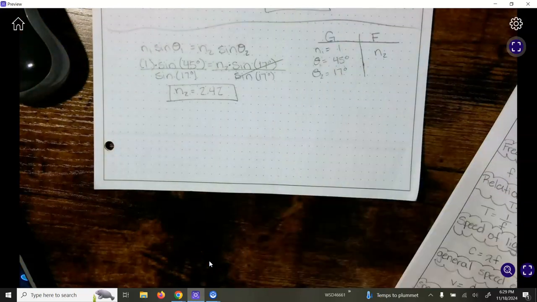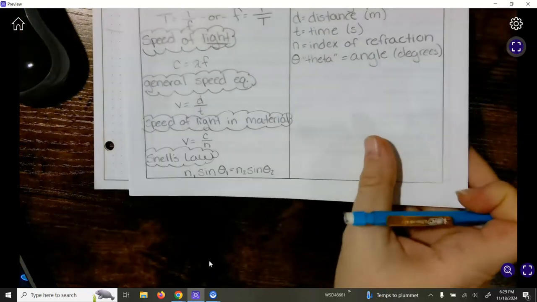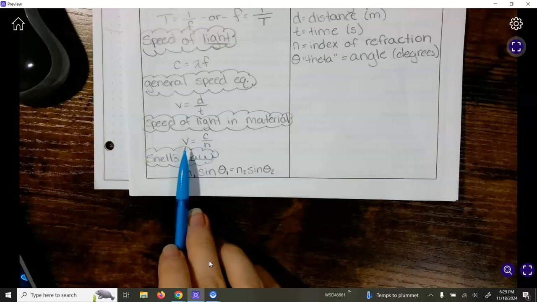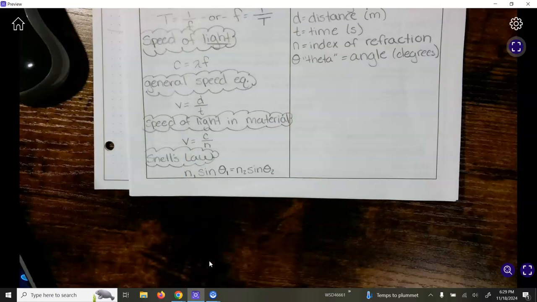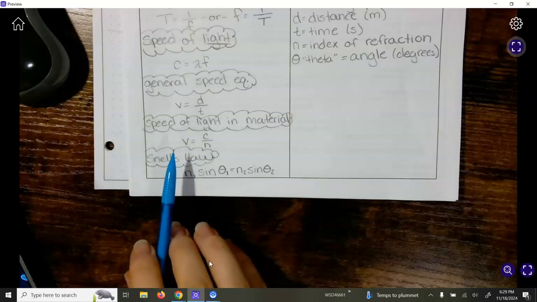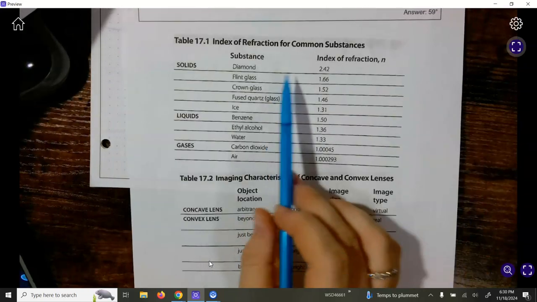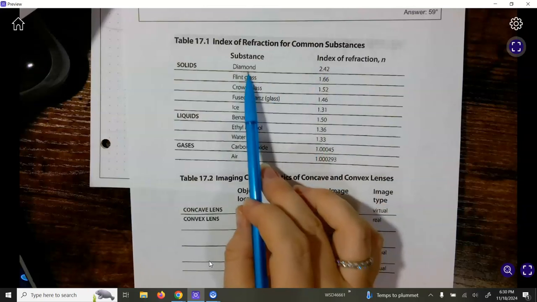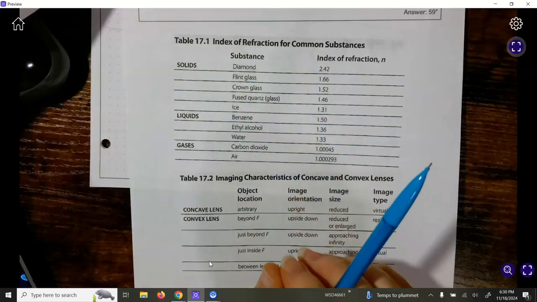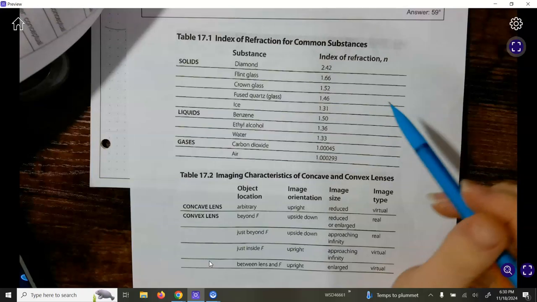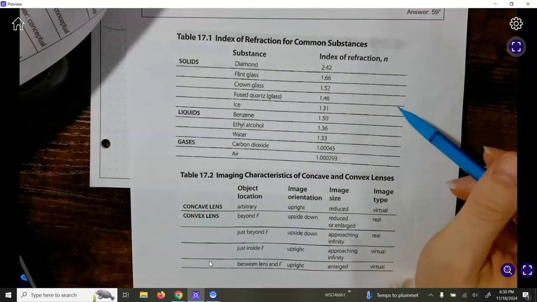If now I know the index of refraction of my unknown material, now I know N. I also know what C is, and what I'm trying to find is V. I'm trying to find what the speed of light is in this material. Now, here's a cheat for you. The material for Mystery A is actually a diamond, and you can compare it to the list of indices of refraction down here. 2.42 is the slowest, it's the most dense of materials, so it slows down the light waves the most.